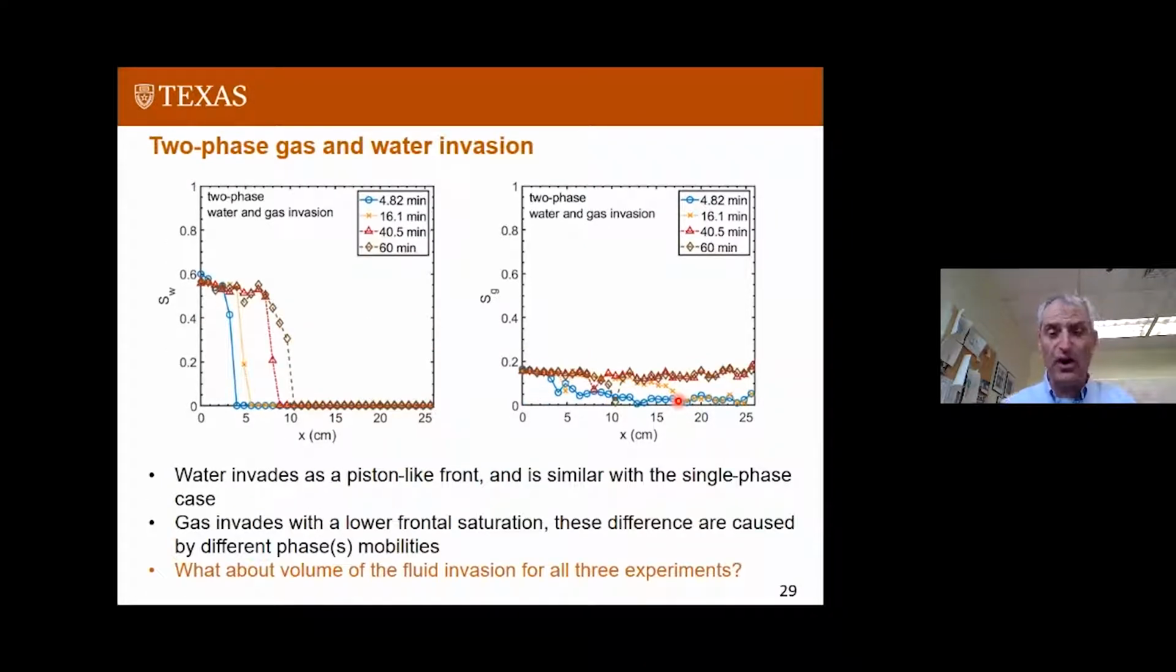So we also see the water invades as a piston-like front, and it's similar to the single-phase case. The gas invades with a much lower frontal saturation, and this is caused by the difference in the phase mobilities, the gas being a lot more mobile than the water. Okay. So what about the volume of the fluid invasion for these three experiments?